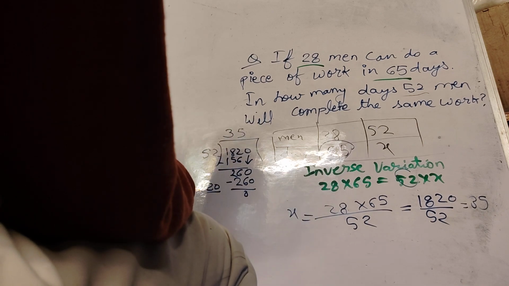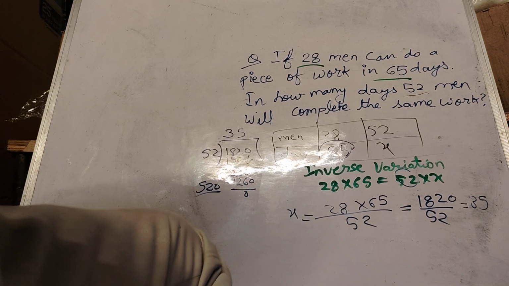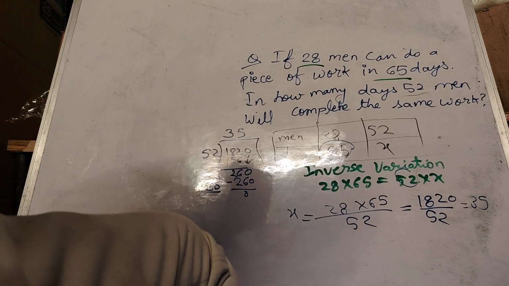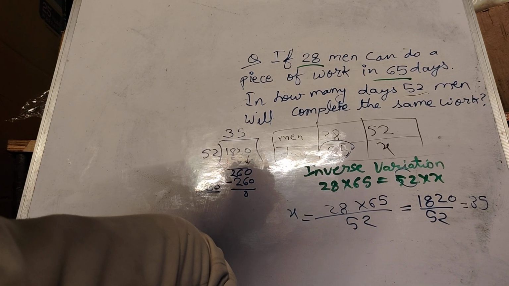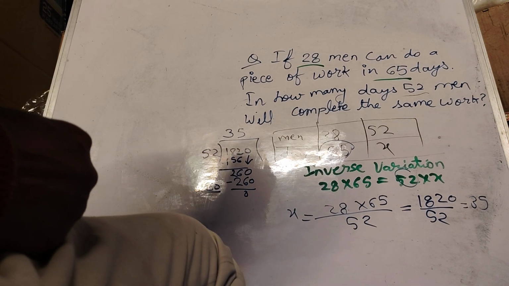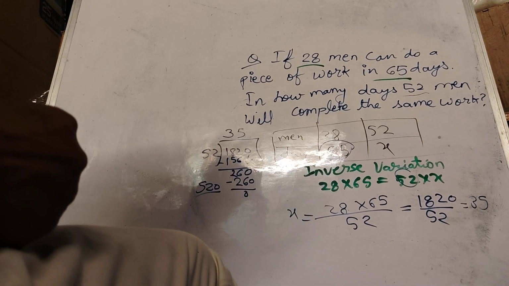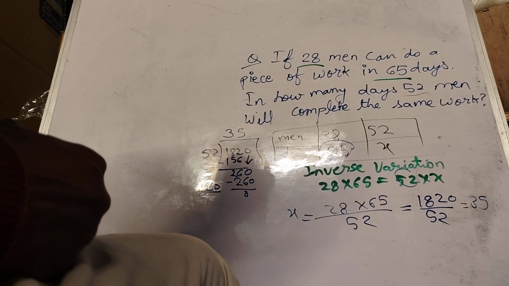Inverse and direct variation method is easier than the previous unitary method. Yeah, it is. My mom taught me this. So basically, if you say 25 apples cost $1.20, how much does 11 apples cost?